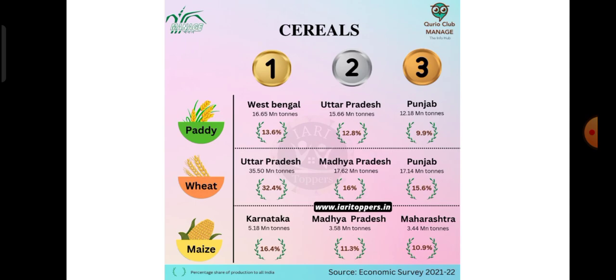This is taken from iritoppers.com. Here, for paddy cultivation, West Bengal is the highest producer. This produces about 13.6%, followed by Uttar Pradesh and Punjab. Then for wheat, Uttar Pradesh, Madhya Pradesh and Punjab. Maize, Karnataka, Madhya Pradesh and Maharashtra.